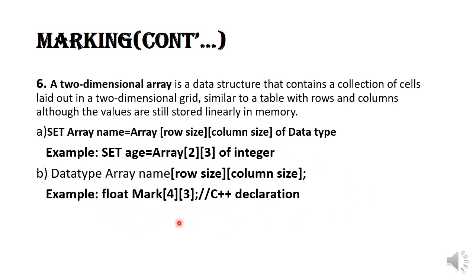because in C++ program rules, each statement is ended by a semicolon. So float is the data type, mark is the array name, this is the size, the row size, or just the number of rows. This is the column size, also the number of columns.